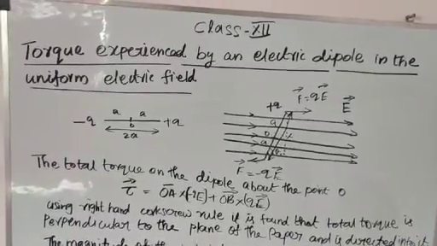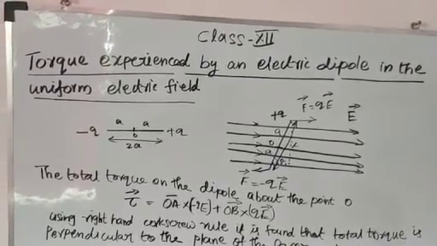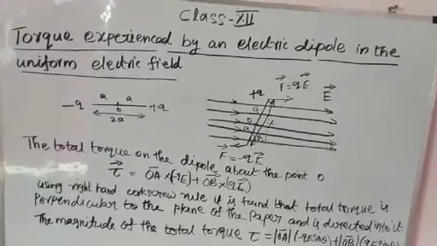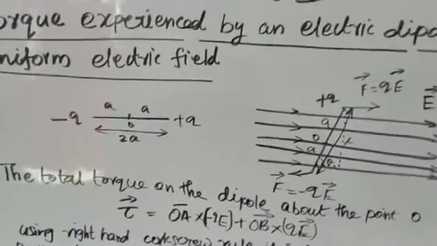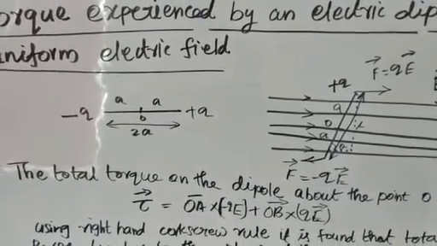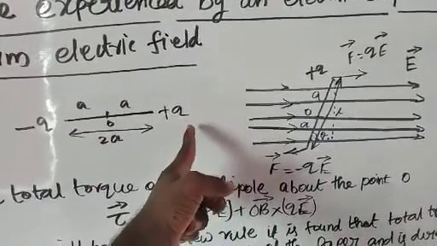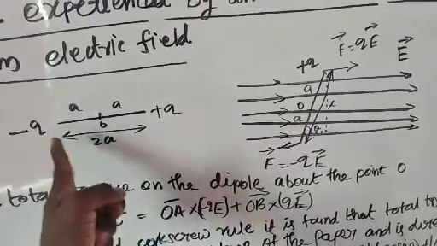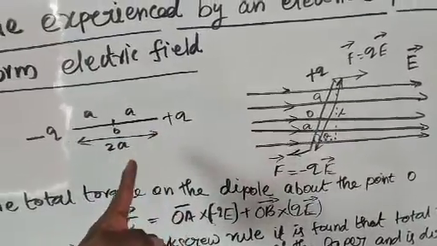Now, torque experienced by an electric dipole in the uniform electric field. So already we learned what is an electric dipole. Electric dipole means two equal and opposite charges, minus q charge and plus q charge, separated by a small distance 2a. Midpoint of the two charges is O. This is called electric dipole.